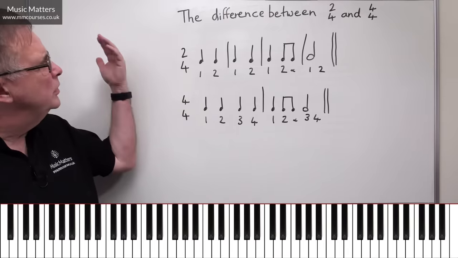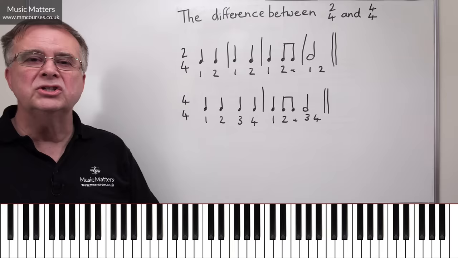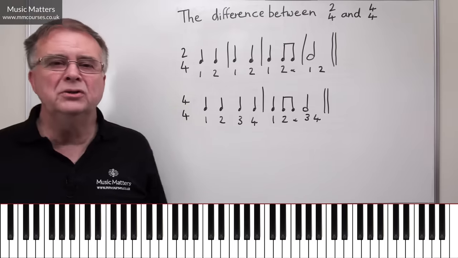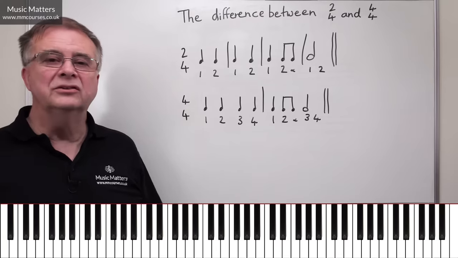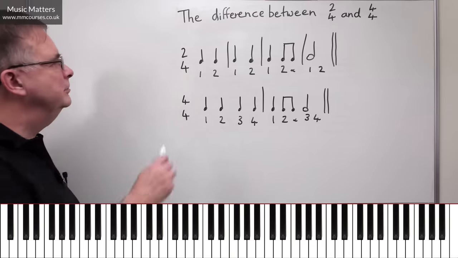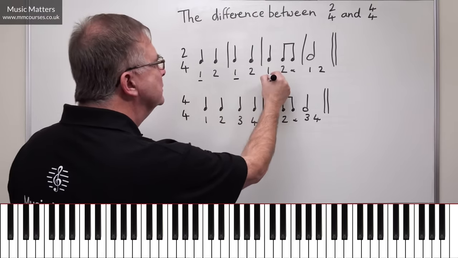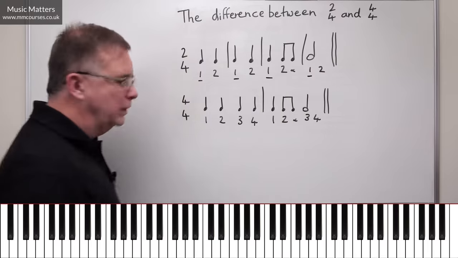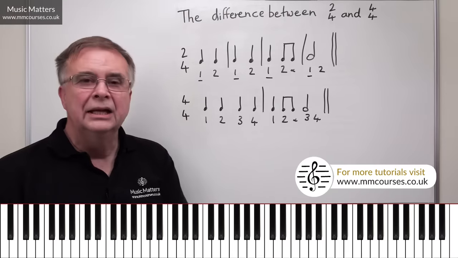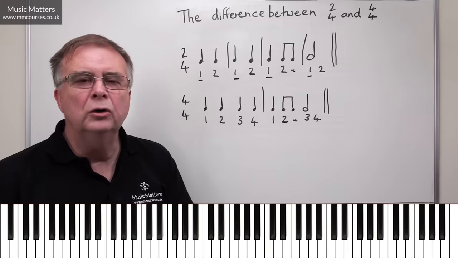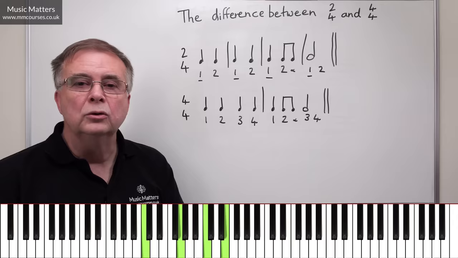So how would you know what the difference is between the 2-4 and the 4-4? Well, it boils down to this. It's a question of accentuation. Because in music, we have strong beats and we have weak beats. Or you might say we have stronger beats and weaker beats. In 2 time, we go strong, weak, strong, weak, strong, weak, strong, weak. Okay, so if I play it in 2-4 time, it should sound like this. Strong, weak, strong, weak, strong, weak, strong, weak.